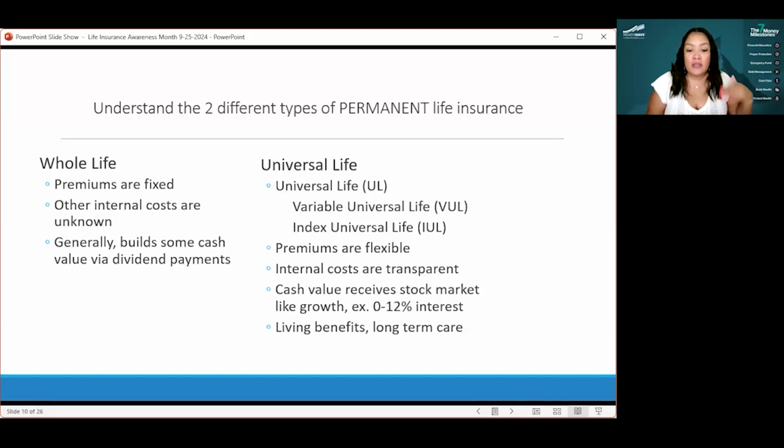So you can grow, like in this example, up to 12% growth if the market does that well. But remember, first and foremost, this is not an investment. This is life insurance first that just so happens to have the cash feature. You also have living benefits in here, which I'll talk about in a second, and then long-term care. So when we're thinking about which one works, it really just depends on your situation.